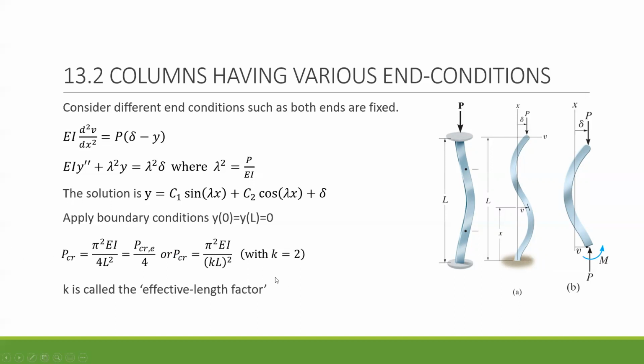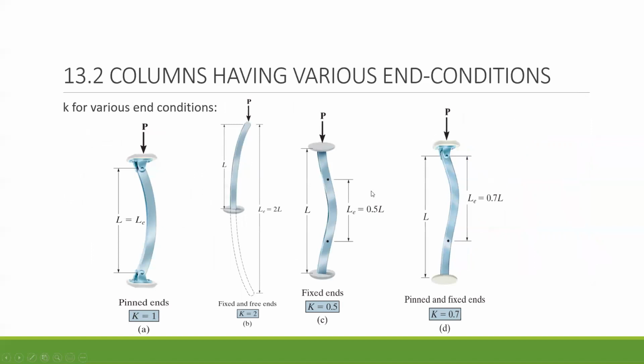K in this question should be equal to 2. What is the meaning of K? We call this K the effective length factor. Using this general formulation, you can see different end conditions, with different terms.